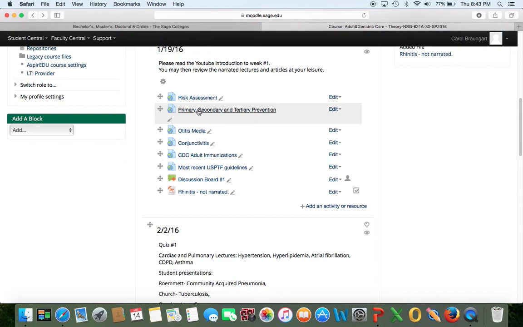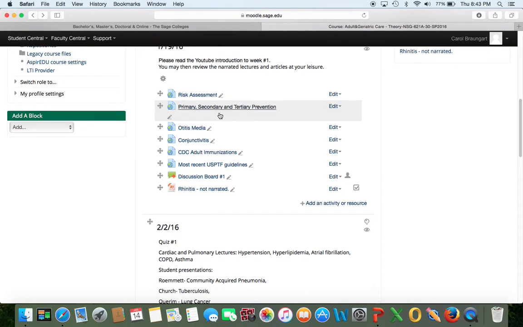The second thing here is primary, secondary, and tertiary prevention. This is an article that came out of Canada. It does a pretty good job of talking about the types of prevention, which are important for you to know, not only for your practice, but because there are always questions on it on the board. So it's important for you to get that in your head.